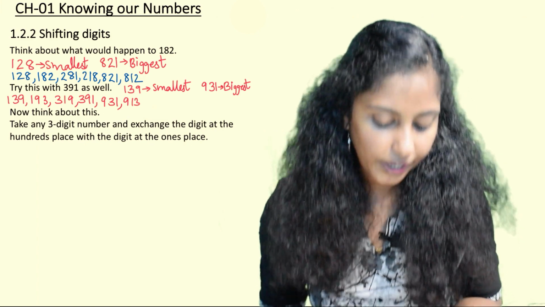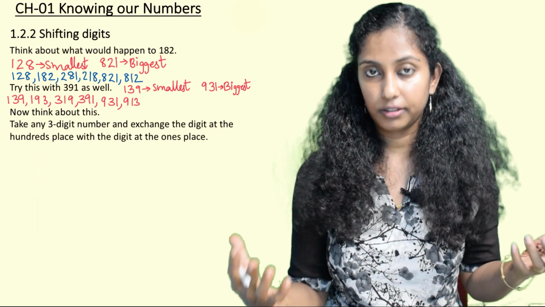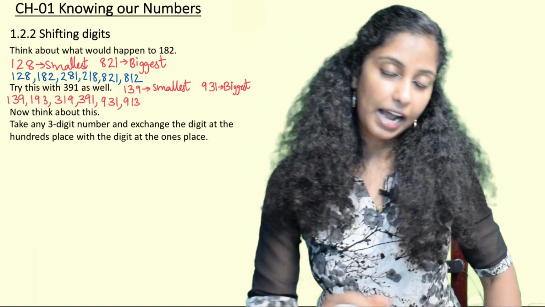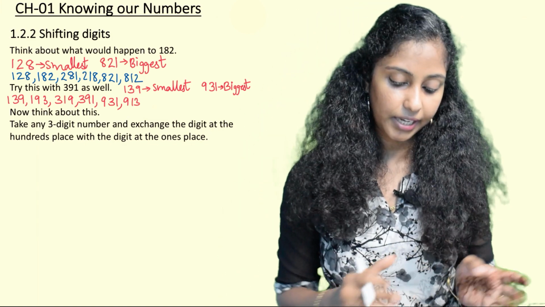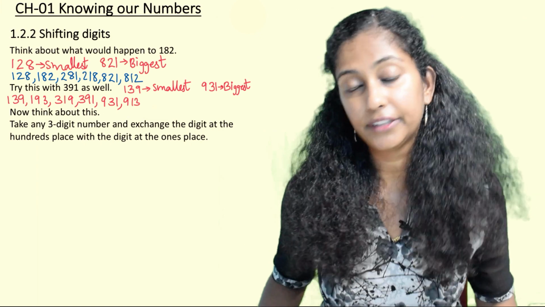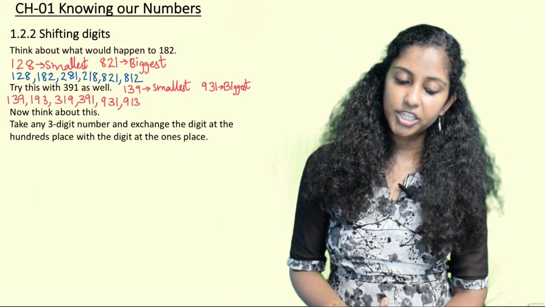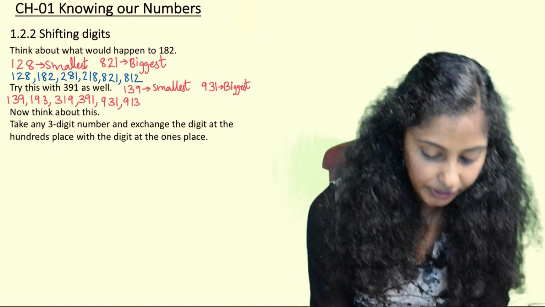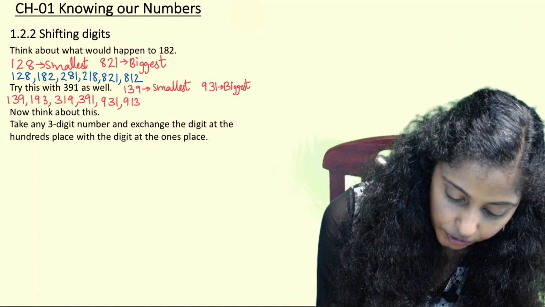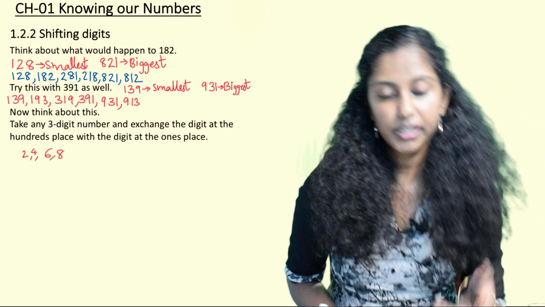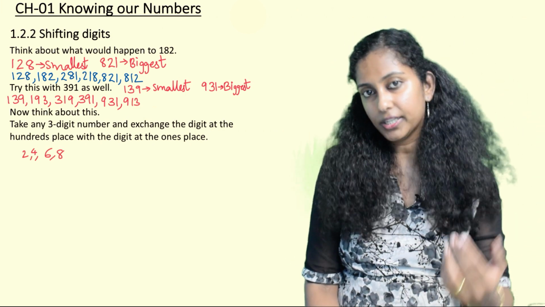Now they have given, we are free to use any 3 digit number, and then we have to exchange the places, and then we have to just write the various numbers which are formed. We have already done with 3 digits. Let's take 4 digits and do it. So when we are taking 4 digits, let us take 2, 4, 6 and 8. These are our 4 digits. Let us form various numbers.